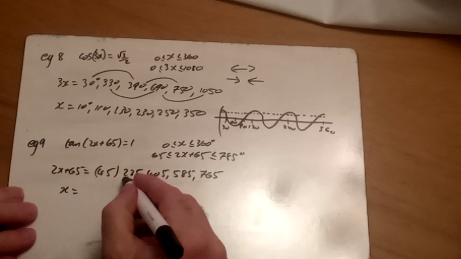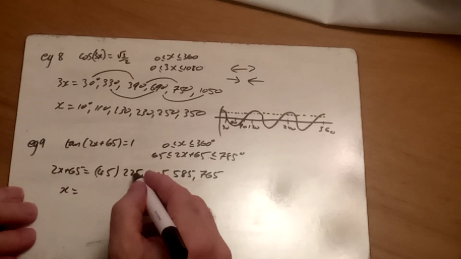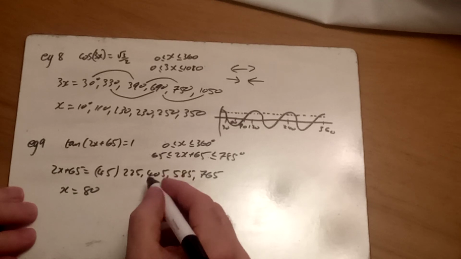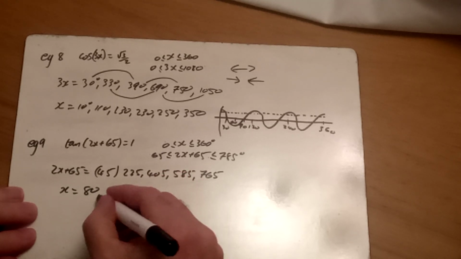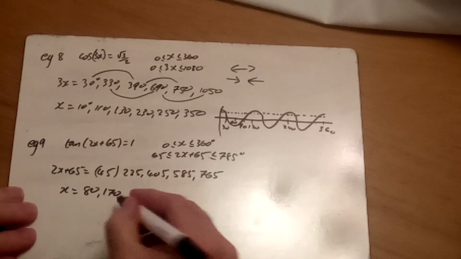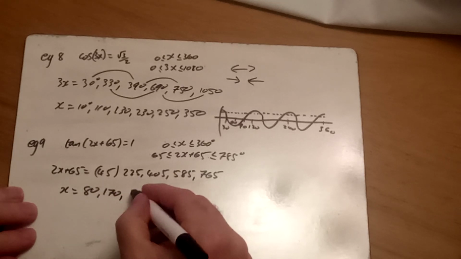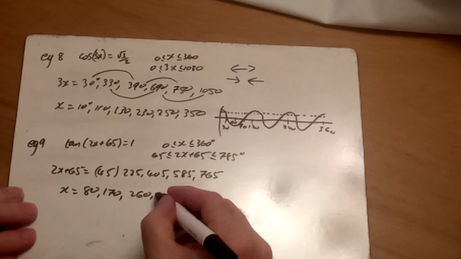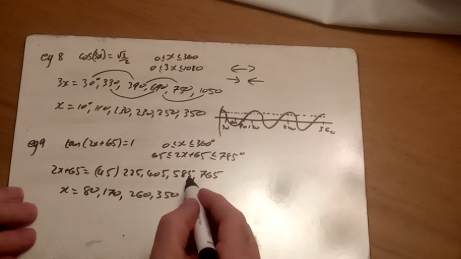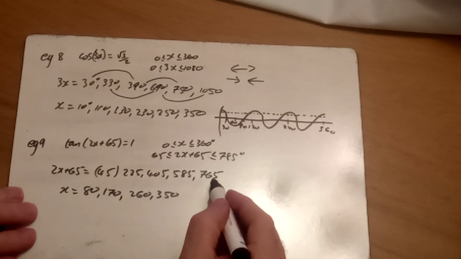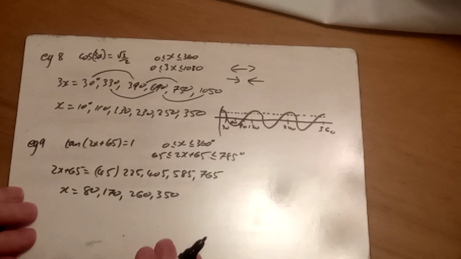So x is 160 over 2, 80. 400, 340 over 2, 170, and so on. And these should go up every 90 now. So it should be 260 and then 350. Okay. Take 65 off that as a check, 520 and halve it. Take 65 off that, 700 and halve it, 350.